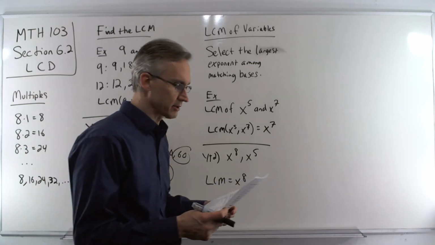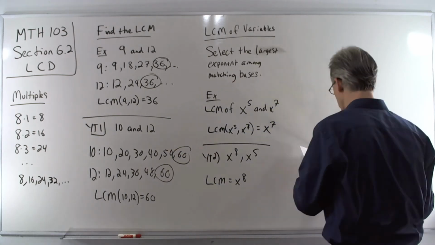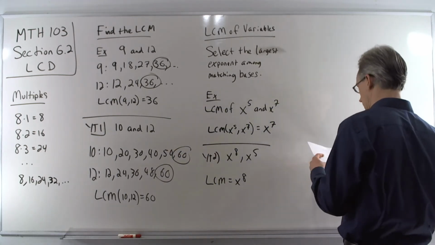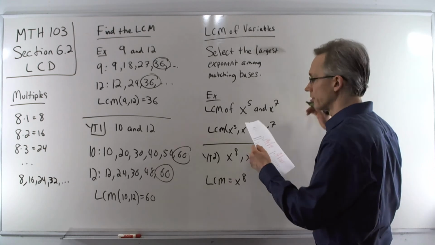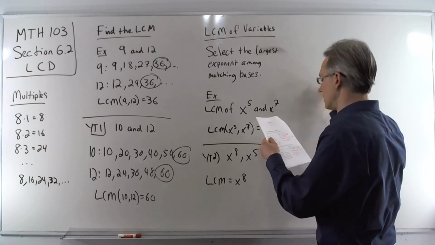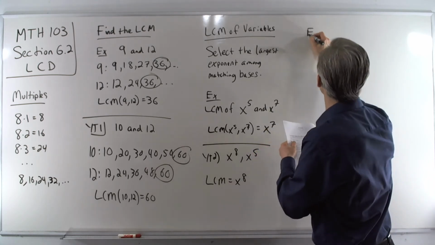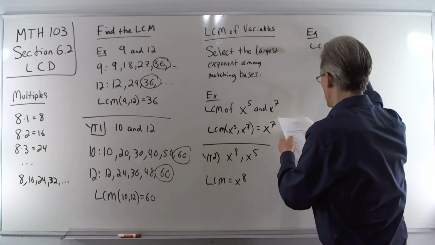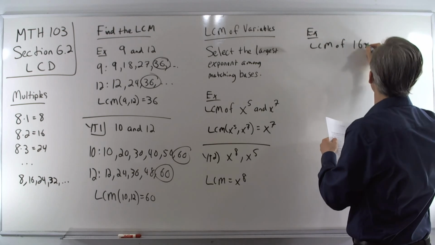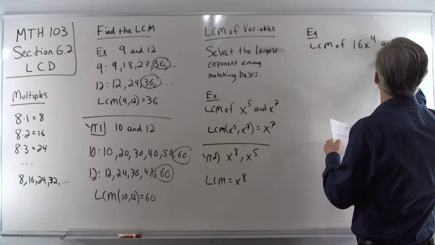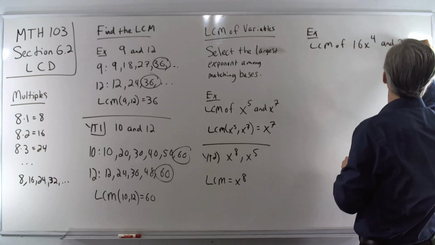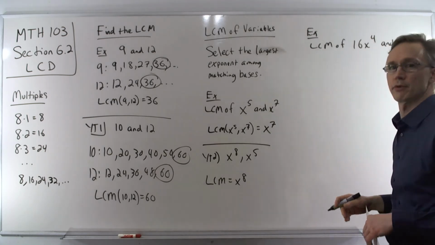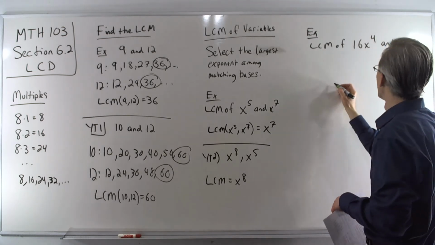Now we're going to look at the LCM of two or more monomials. So now we've got potentially coefficients and variable parts together. Next example, we're going to find the LCM of 16 x to the 4th and 20 x to the 7th. So we're going to do the numbers and the variable parts separately. Start with the numbers.